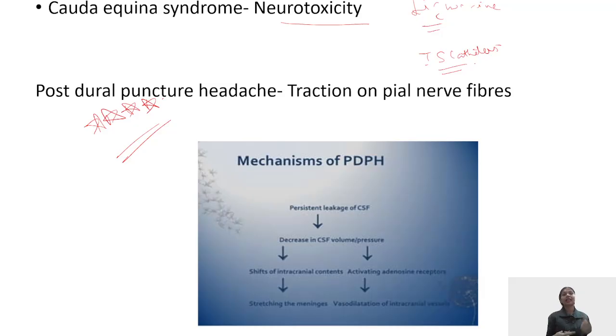I repeat the mechanism. We have the leak of CSF because of the breach in the dura mater. The leak of the CSF leads to a decrease in the CSF volume and pressure. We have the intracranial content that is shifted. Adenosine receptors are activated. We have the stretching of the meninges, plus because of the adenosine receptors that were activated, we have vasodilation of the intracranial vessels, and everything is leading to traction, and we have pain.